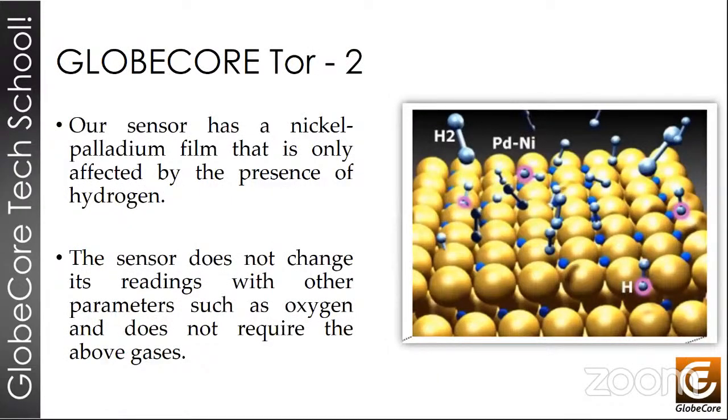The heart of TOR2 is a sensor, and that sensor is coated with a special nickel palladium film. The film reacts to the presence of hydrogen. It changes its resistance in the presence of hydrogen, and that change is converted into an electrical signal, recorded, and stored by the same sensor. The change in electrical resistance is linearly related to the amount of hydrogen present in the sample of oil we're testing.